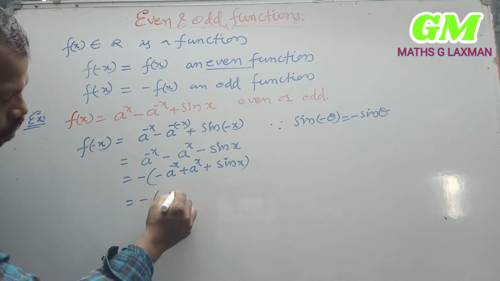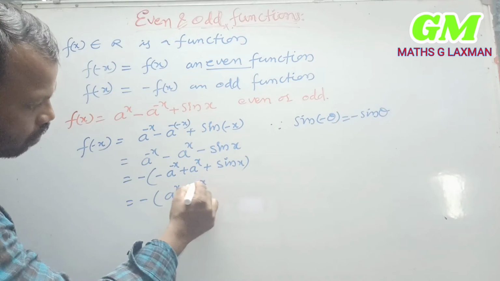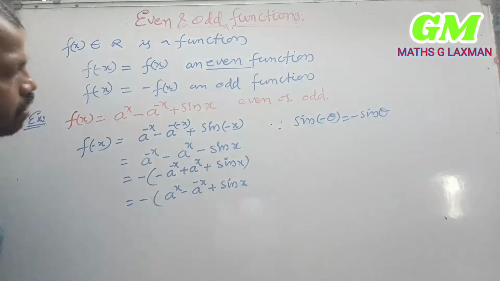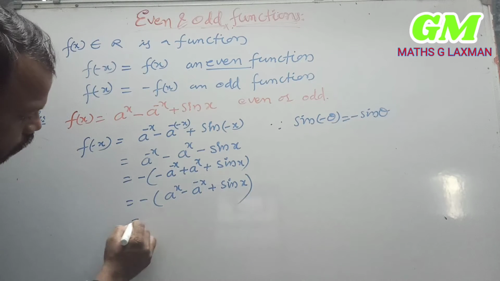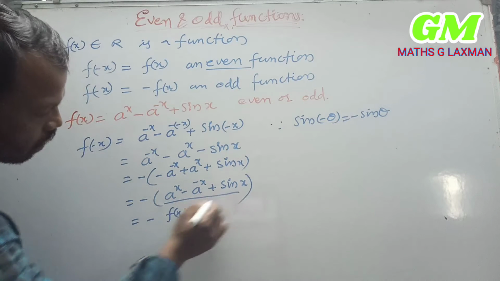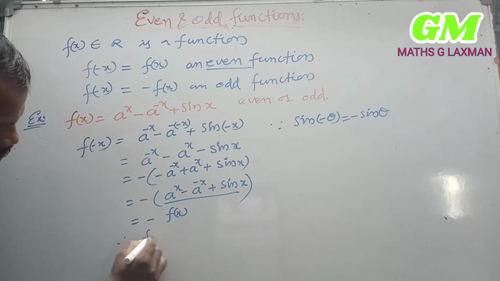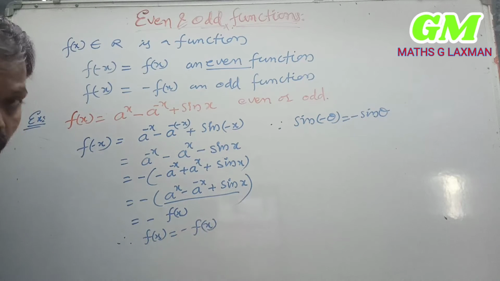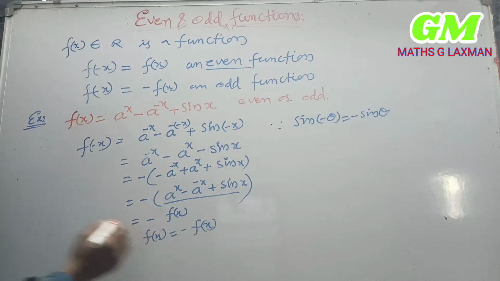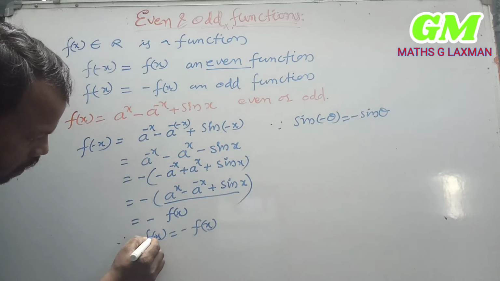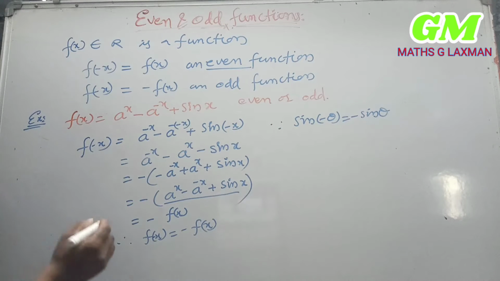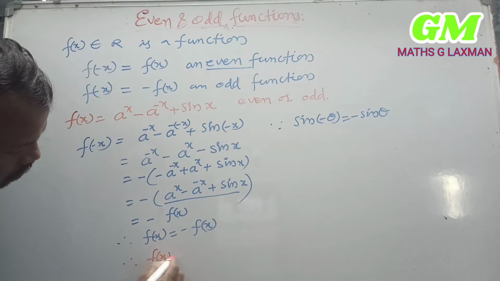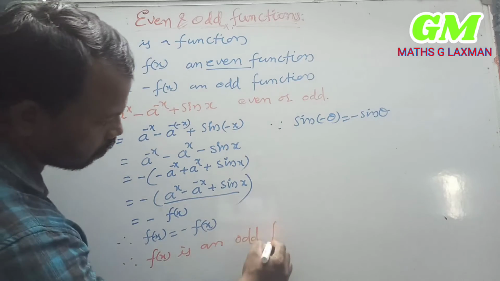This is equal to minus of a power of x minus a power of minus x plus sine x. Does it look the same? a power of x minus a power of minus x plus sine x is f of x. So we can write this as minus of f of x. Here we got f of minus x is equal to minus f of x. According to the condition, we can call it an odd function. Therefore f of x is an odd function.